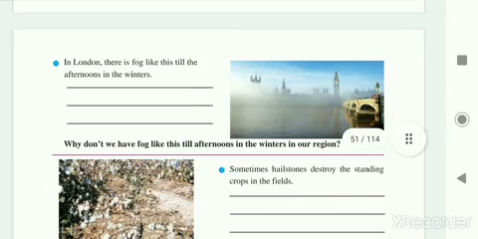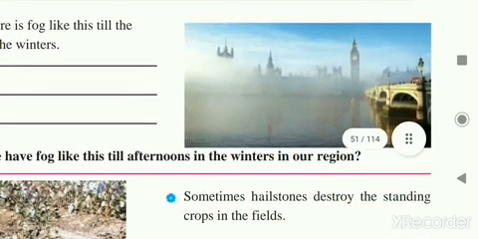See, the next picture is fog. In London there is a fog like this till the afternoon in winters. London experiences fog till late afternoon during the winter season. Fog reduces visibility and hence the Parliament building and other buildings, the London Tower across the Thames river, are not clearly visible. You can see in the picture this is not clearly seen, while here it is clearly visible. It appears as if London is wrapped under clouds.